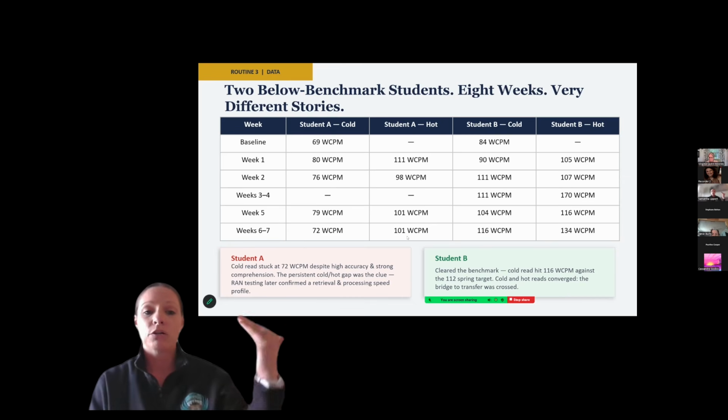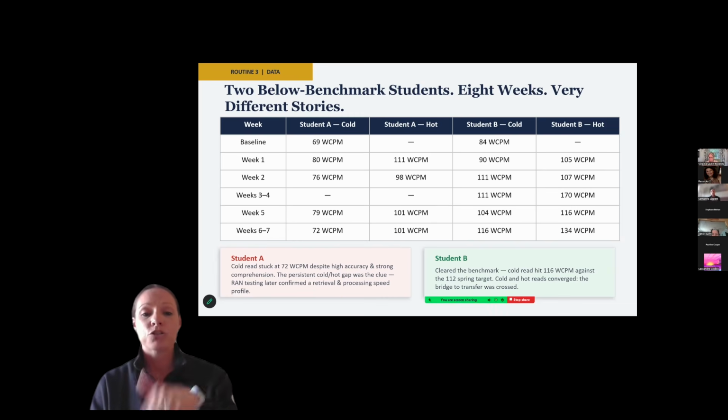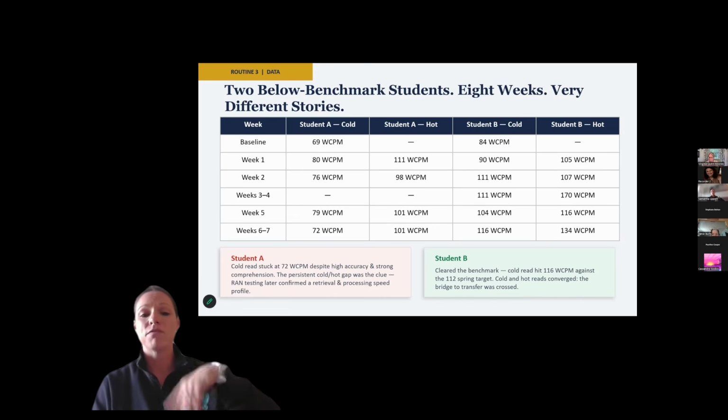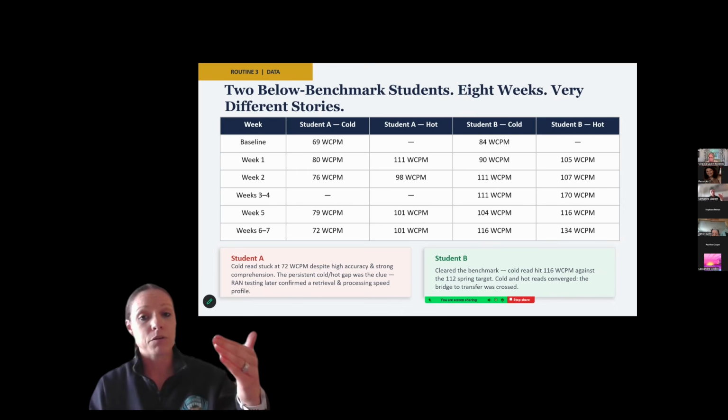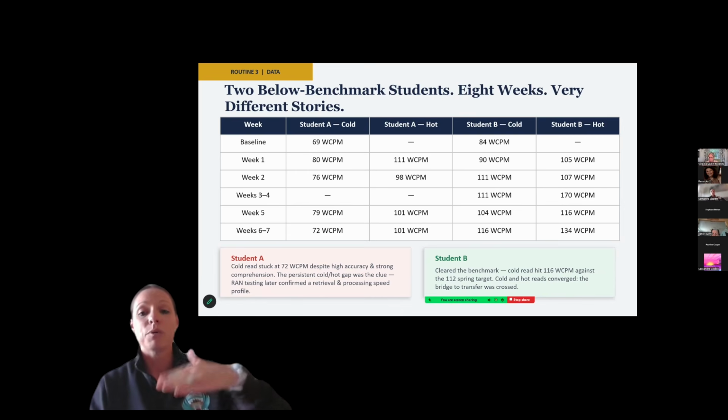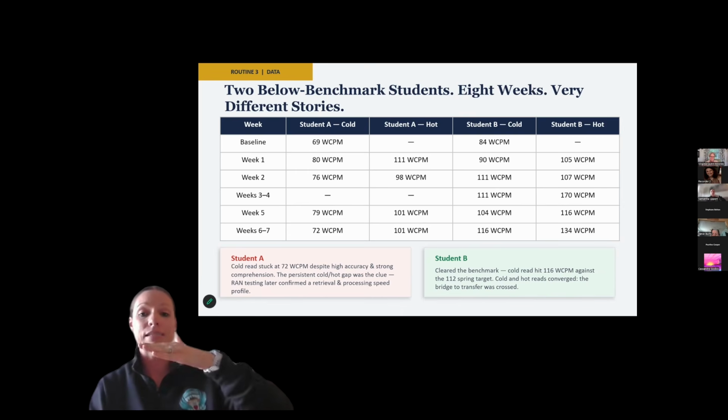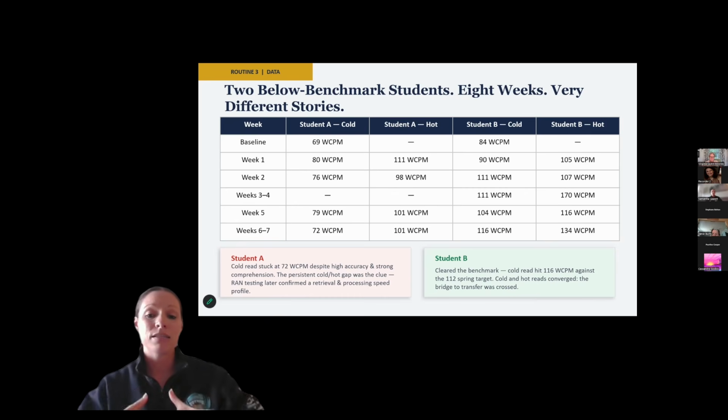And you will notice that her cold reads never really moved very much throughout the 8 weeks, but her hot read showed that she had the capacity to be very near that benchmark number of 112. If you look at student B, his story says something a little bit different. He started at 84 words and he consistently moved up in both his cold reads and his hot reads. They both consistently advanced. So I ended up having two different competing narratives between these two students.